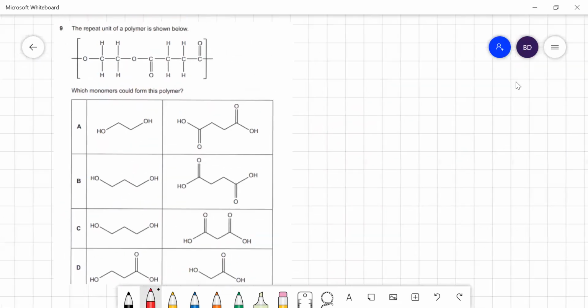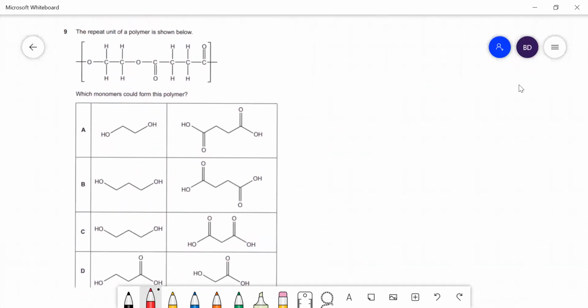It's a polymerization of polyester. Which monomers could form this polymer? So it's a polyester, I think. You're going to see that the ester linkage has been formed there. You can see there is a repeating unit: you've got a dicarboxylic acid here, and a diol with 2 carbons in it. That's good, and this is the dicarboxylic acid with 4 carbons in it, so the answer is A.